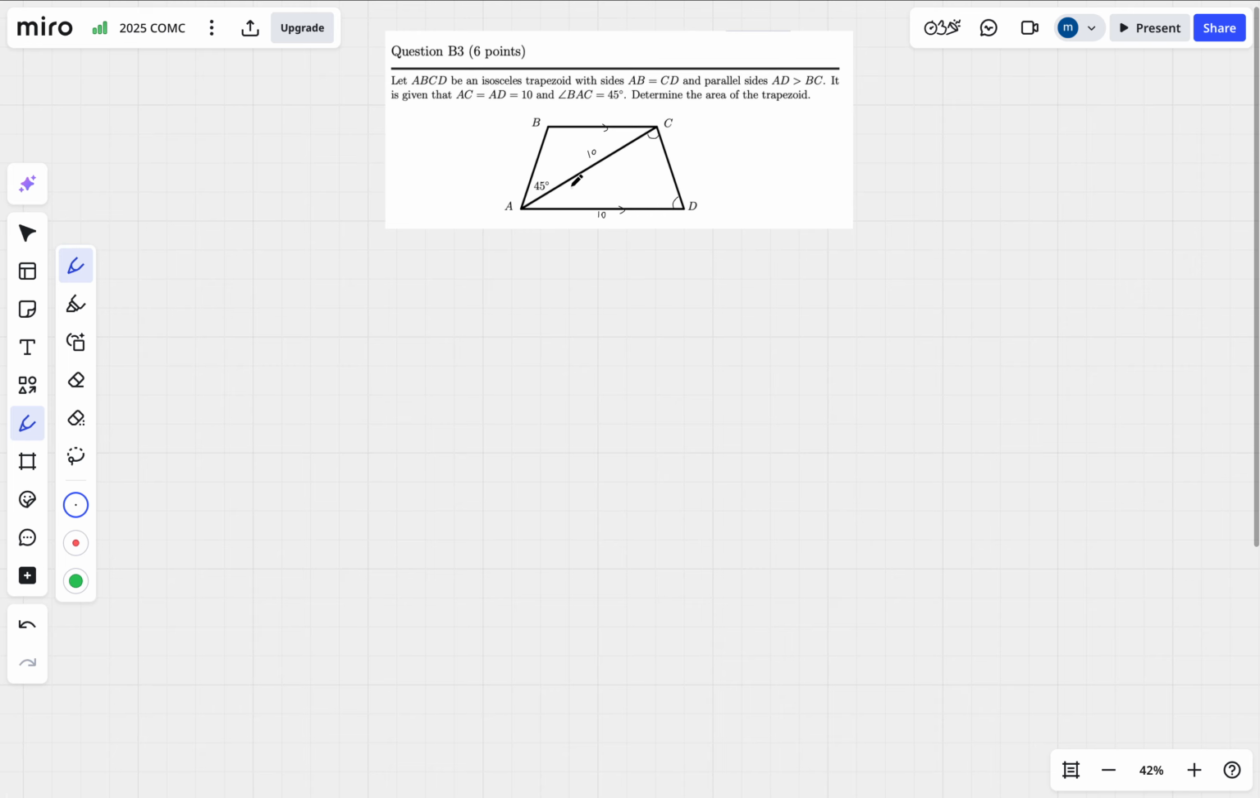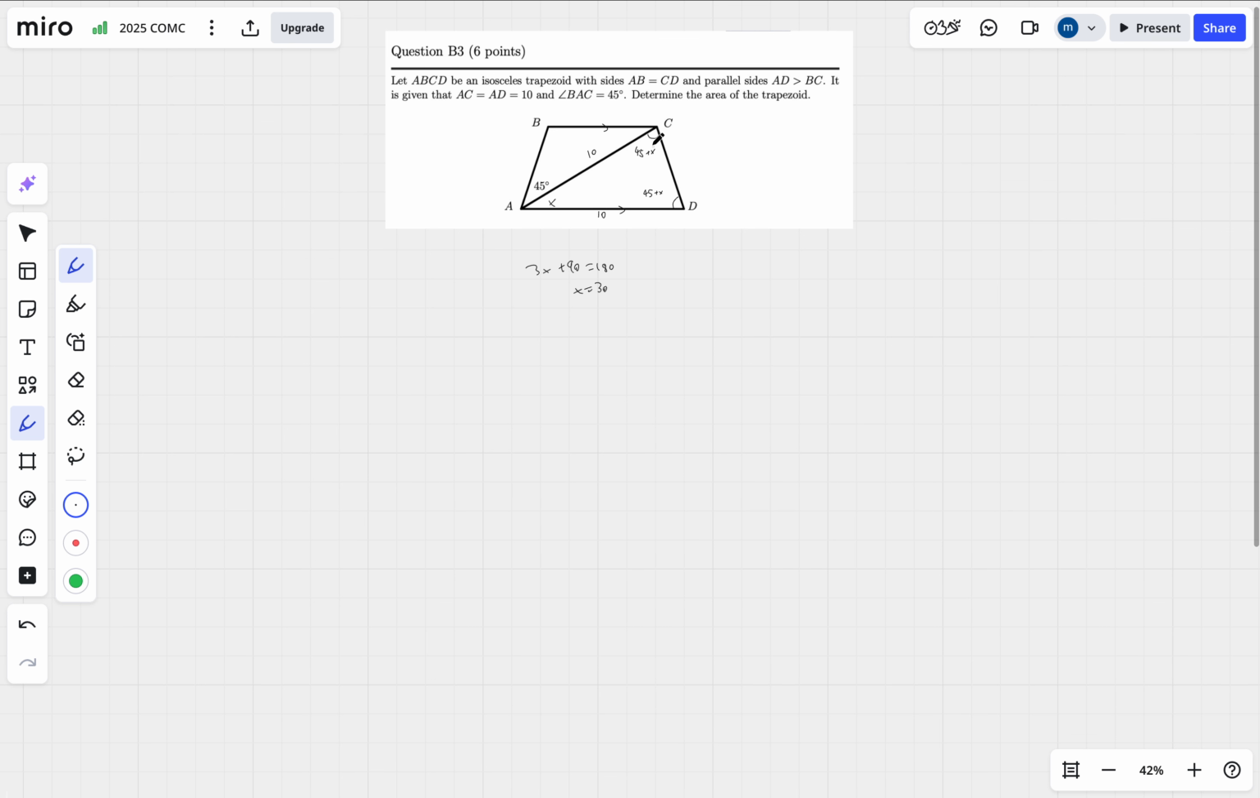So we can let angle CAD be x. Now since it's an isosceles trapezoid, this here is 45 plus x. And same here. So now we can solve for x. Since these three angles add up to 180, we have 3x plus 90 equals 180. So x equals 30.